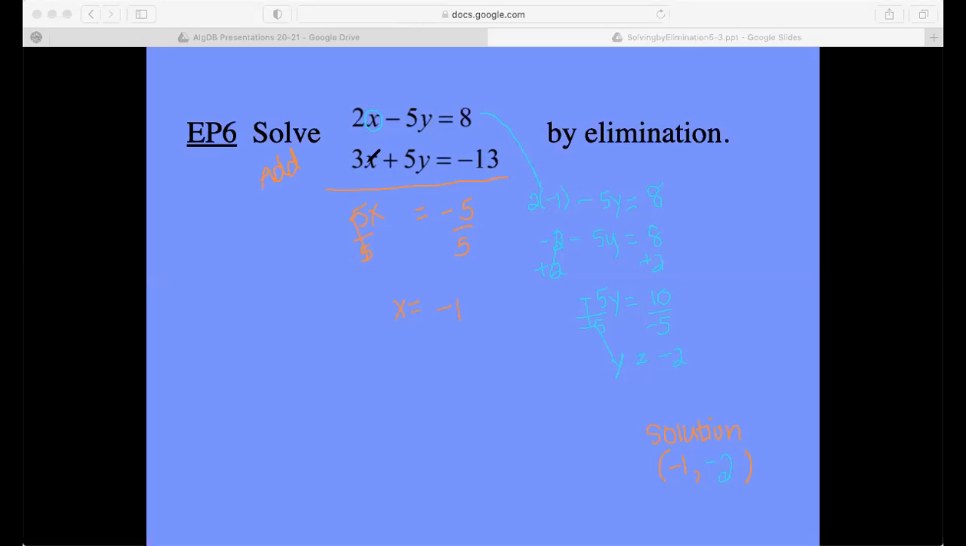In the second equation, if I plug it in, 3 times negative 1 is negative 3. 5 times negative 2 is negative 10. And a negative 3 plus a negative 10 is a negative 13. All right, so we did it right. All right, let's go on to our next slide.